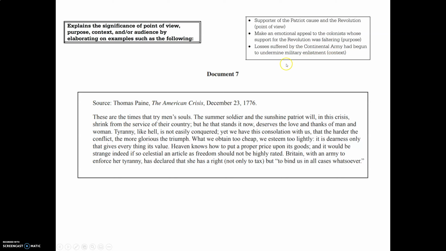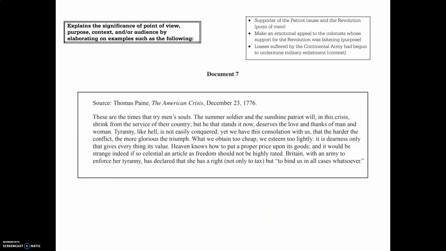Your context. We had some pretty bad losses. The Continental Army is looking pretty demoralized. Enlistments down. I mean, who's going to enlist in a war that you can't win? And so the purpose and the context are really tied together here. We're trying to get people back on board because the army is beginning to look like it's going to fall apart. We're kind of at the tipping point where if it goes any further, the revolution is going to fail. And so this is almost like a Hail Mary attempt to get people back on board.